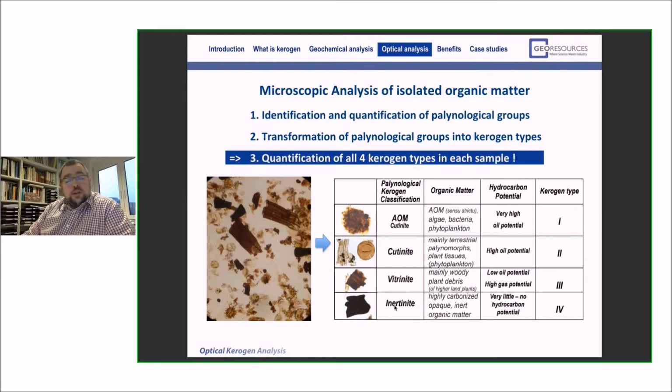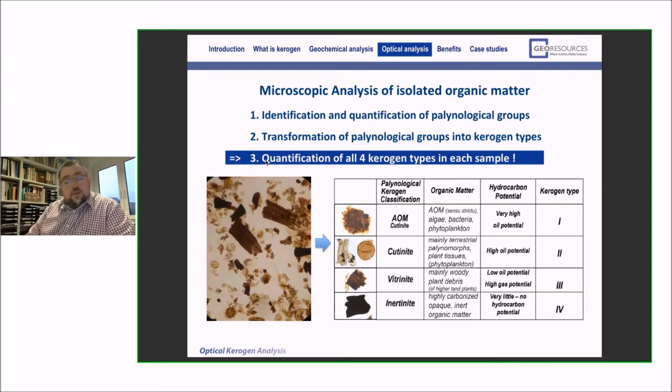Also, it is very important to quantify the amount of inertinite, because this reduces the whole hydrocarbon potential of the sample. So again, as I said before, in this third step after the transformation from the palynological groups into the kerogen types, we have all 4 kerogen types quantified in each sample. We no longer have one kerogen type for one sample. We can quantify all 4 kerogen types in each sample.